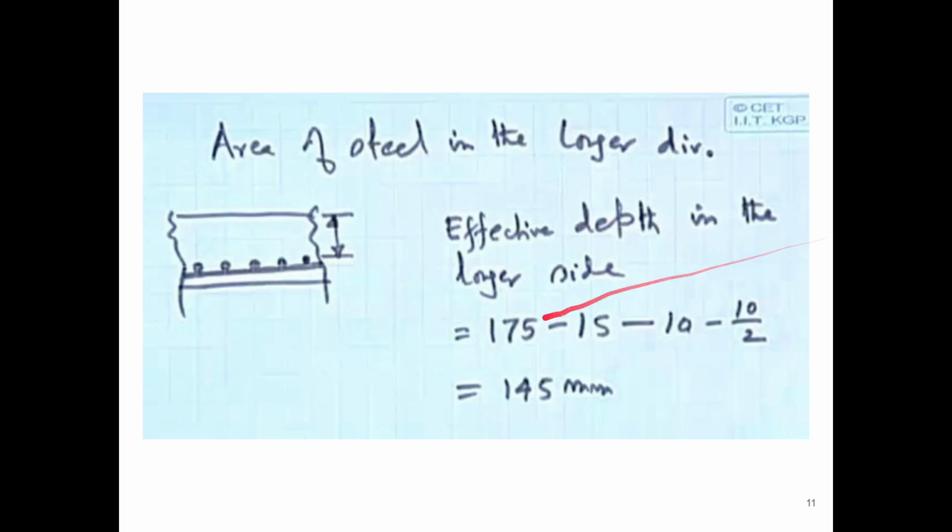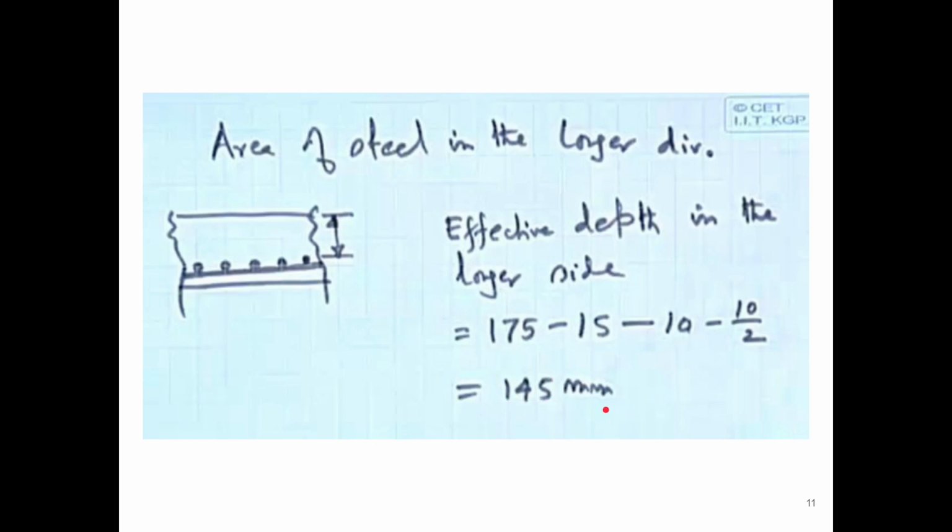Here the effective depth on the larger side, because it is placed above the transverse steel, will be 175 minus 15 minus 10 minus 10 by 2. The size of the rebars for both the shorter and longer direction has been provided the same. We can also reduce this to 8, but it is good to give the same, so they have maintained it. So the effective depth will be 175 minus 15 minus 10 minus 10 by 2. Solving this, we get 15, 25, 30, so 175 minus 30, which is 145.